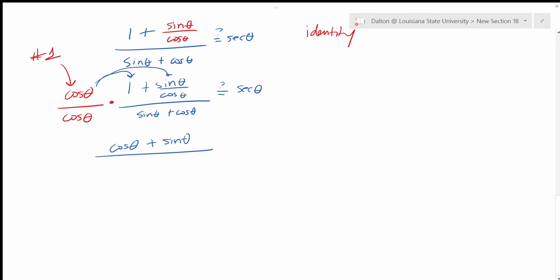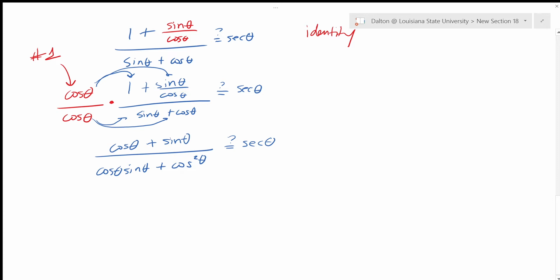From this point, you could do 2 things. If you see something right now, you could not distribute. If you have a hard time seeing something, then I would just go ahead and distribute this cosine as well. Let me do that because I think most people aren't going to see it yet, because y'all aren't great at proofs yet. If I distribute the cosine on the bottom, then I get cosine theta times sine theta plus cosine times cosine, which is cosine squared theta.